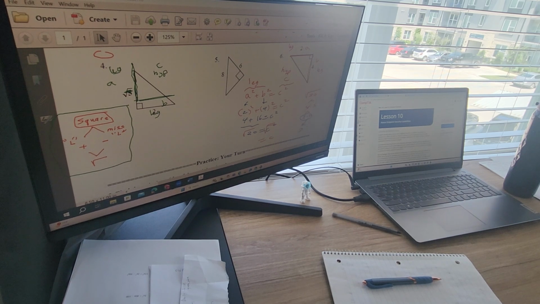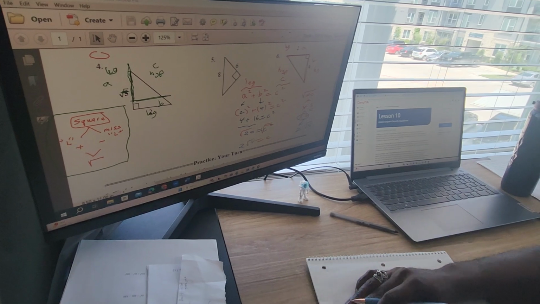So we can take out a 2, and we're left with the square root of 5. So my final answer is 2 square root of 5.